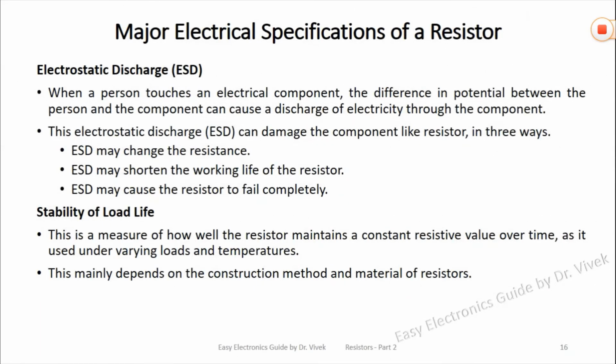When a person touches an electrical component, the difference in potential between the person and the component can cause a discharge of electricity through the component. This electrostatic discharge can damage the component. Stability of load life is a measure of how well the resistor maintains a constant resistive value over time as it is used under varying loads and temperatures.